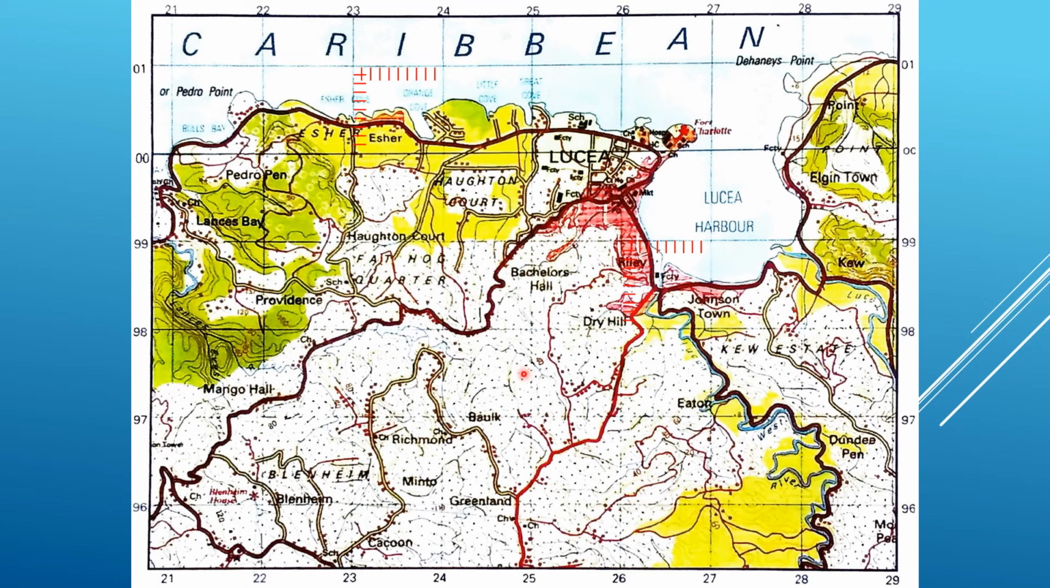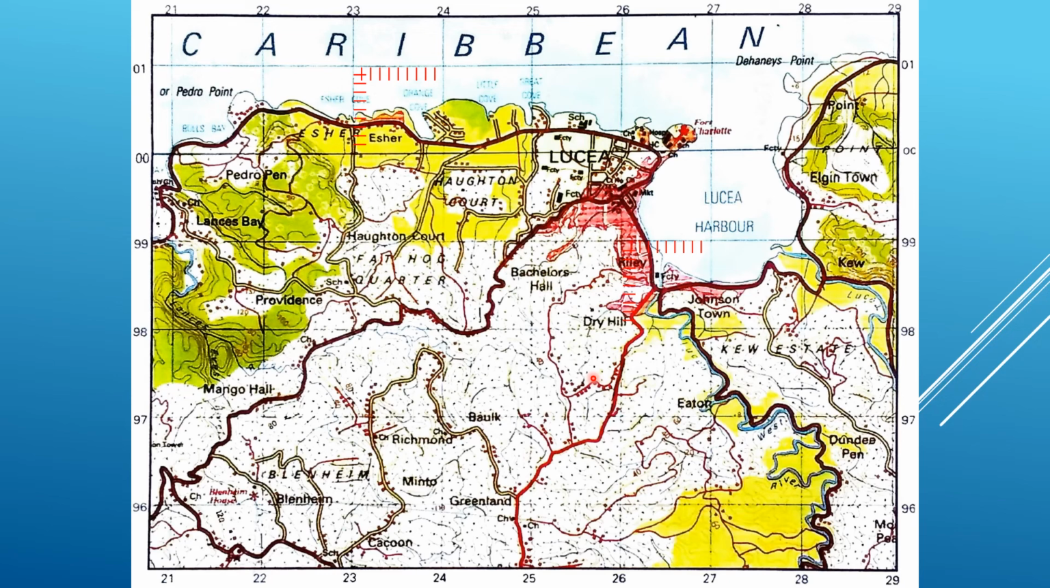So, looking at where the bridge is located, what is the four-figure grid reference of the bridge at Kew? The bridge at Kew is immediately east of easting 28, and it's immediately north of northing 98. So the four-figure grid reference of the bridge at Kew is 2898.